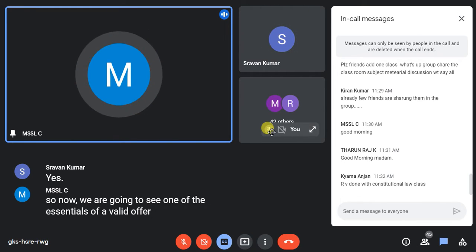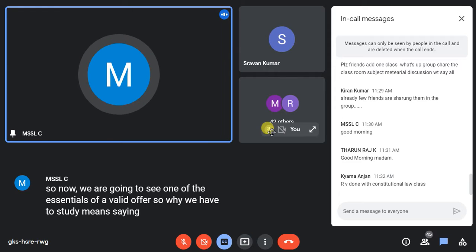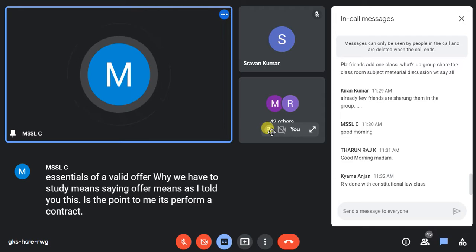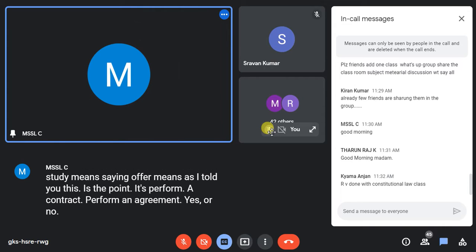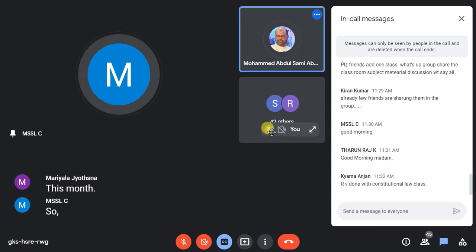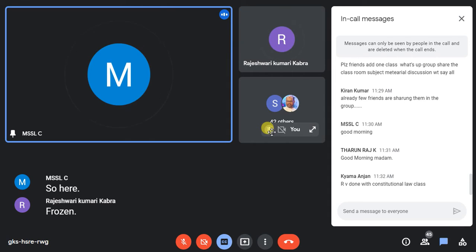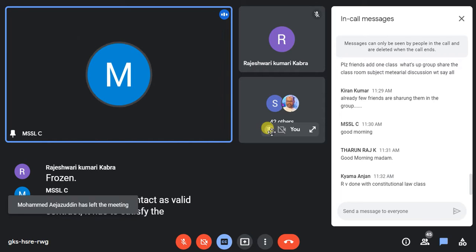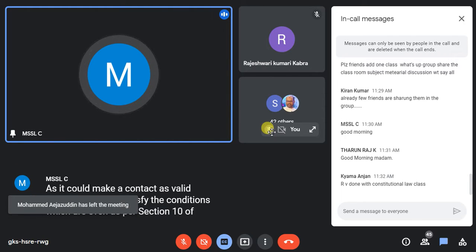Why do we have to study this? Offer, as I told you, is the starting point to form a contract, to form an agreement. To make a contract a valid contract, it has to satisfy the conditions which are given as per Section 10 of the Contract Act 1872.